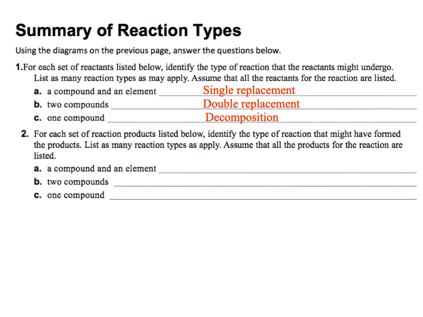For each set of reaction products listed below, identify the type of reaction that might have formed the products. List as many reaction types as possible. Assume that all the products for the reaction are listed. So, 2A, a compound and an element.